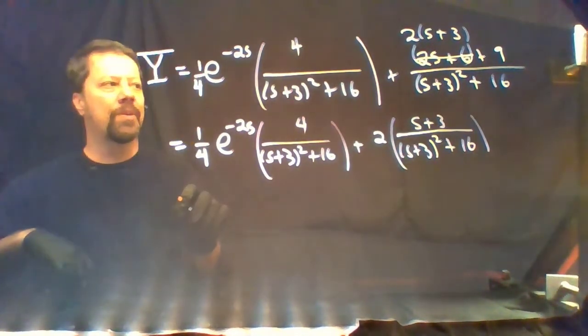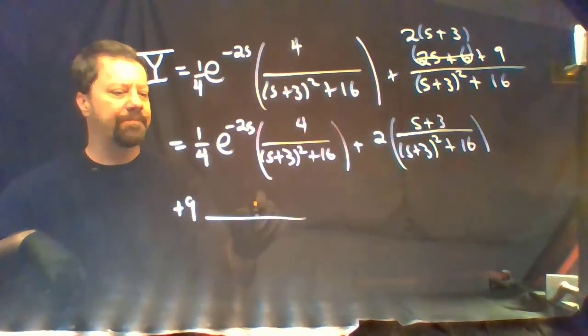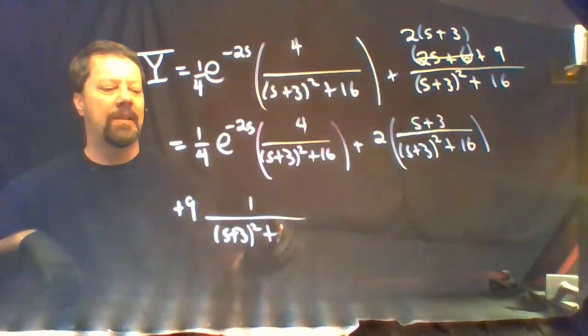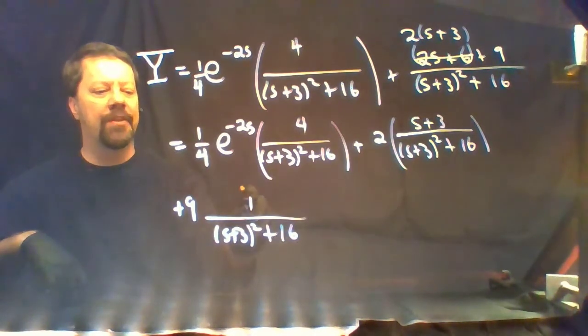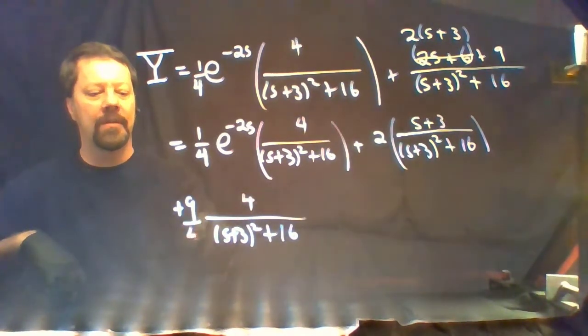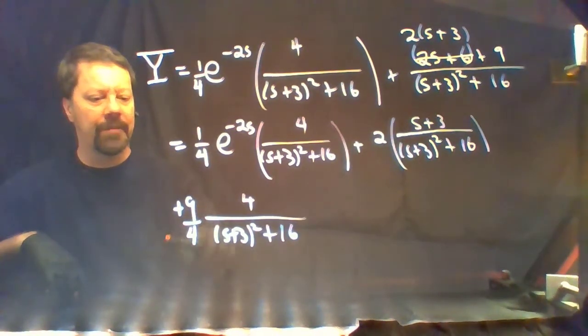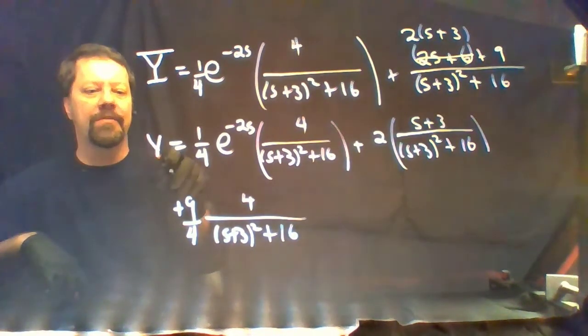And one more term. It's going to have a 9 here. I'm going to put the 9 in front, over s plus 3 squared plus 16. On this last term, it would be better if the numerator were a 4. I get what I want, I just have to pay for it. So I'll put the 4 there and pay for it with a 1 over 4 out front. We're now ready to calculate the inverse Laplace transform.